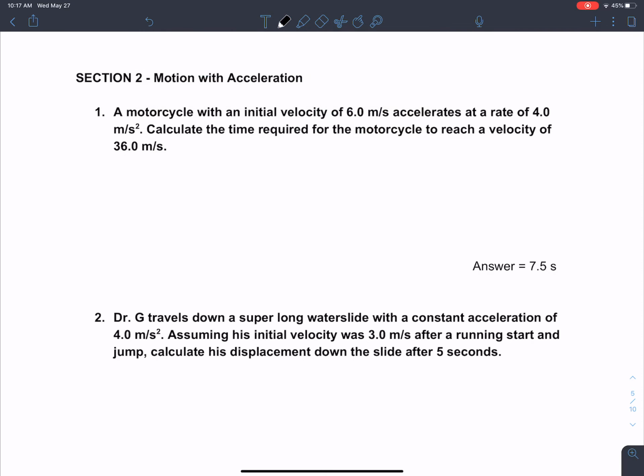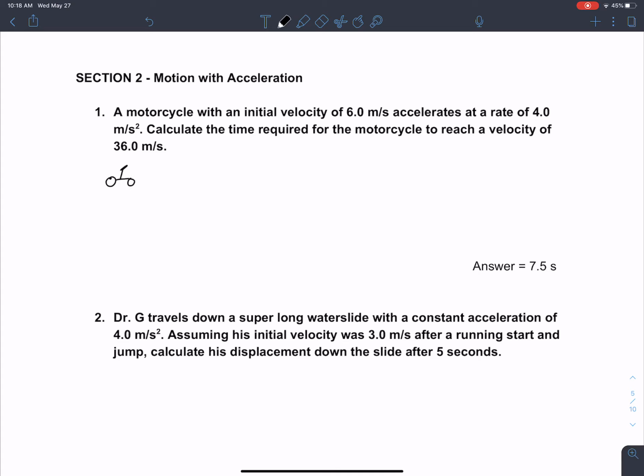So let's do these kinematics calculations. A motorcycle with an initial velocity of 6 meters per second accelerates at a rate of 4 meters per second squared. Calculate the time required for the motorcycle to reach a velocity of 36 meters per second. So if you remember, what are the things that we need to do? You need to draw a diagram.